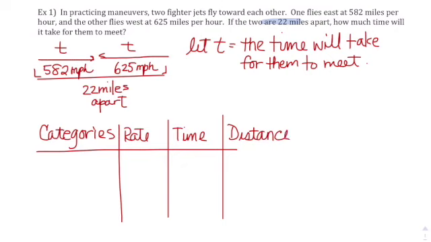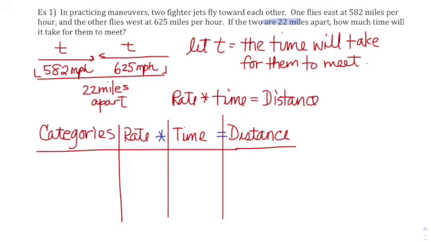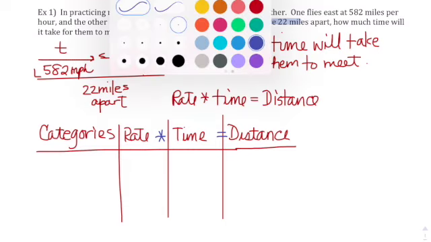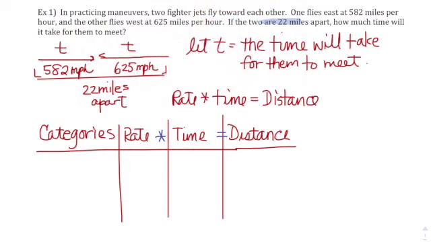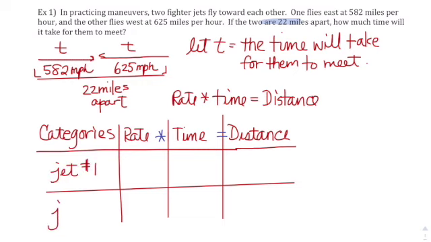And I want you guys to understand, when you're talking about a rate problem, rate times the time is going to equal distance. So it really is rate times time equals distance. Keep that in mind when you find all the different pieces. For the categories, I'm going to say jet number 1, and the second one is jet number 2.